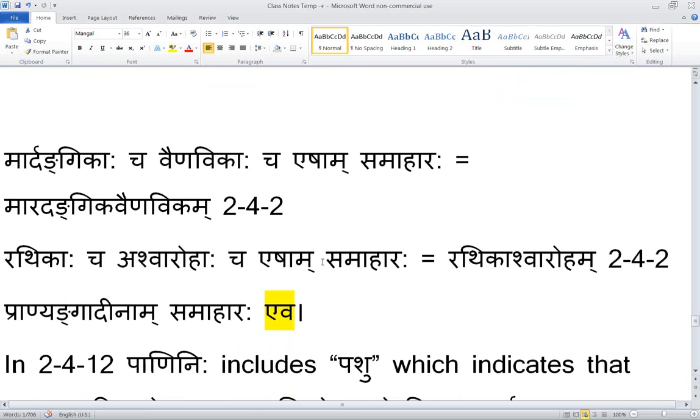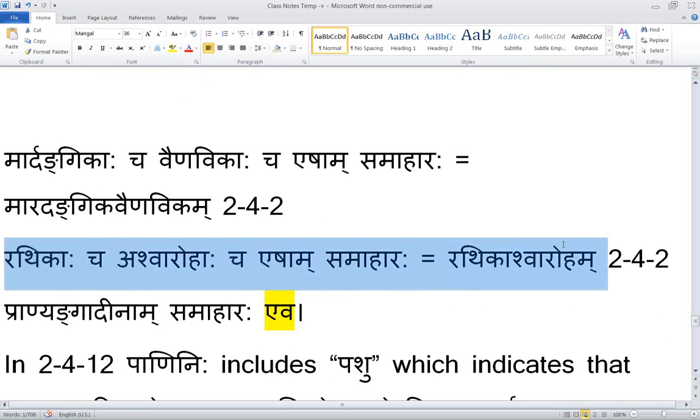Then rathikashcha ashwarohashcha esham samaharaha, rathikashwaroham. Now comes a bit of a complication: these have to be in plural. Why is that? What if it was just singular? Rathikashcha ashwarohashcha would not be like that. It would be rathikashwarohau. Now, how do we know that? Why does this have to be plural only? This is where the complications start.